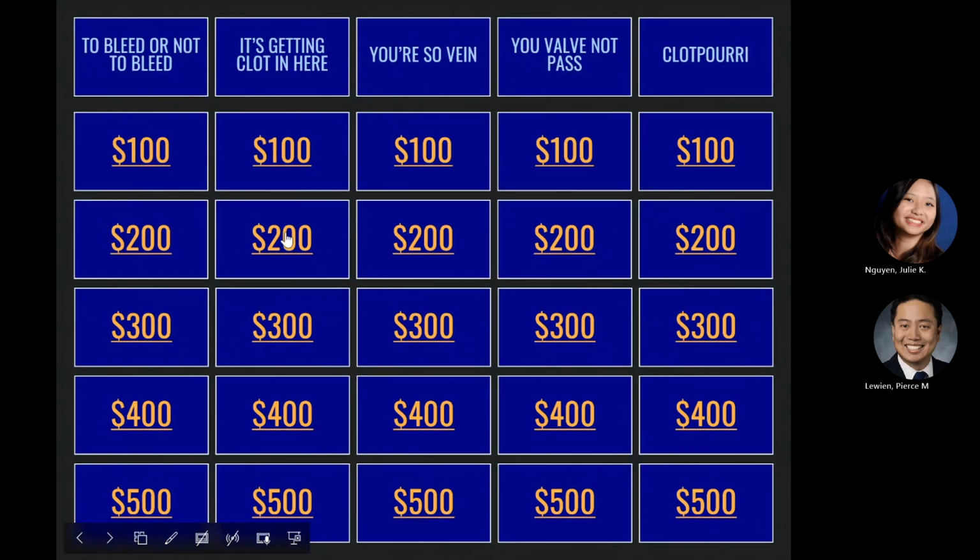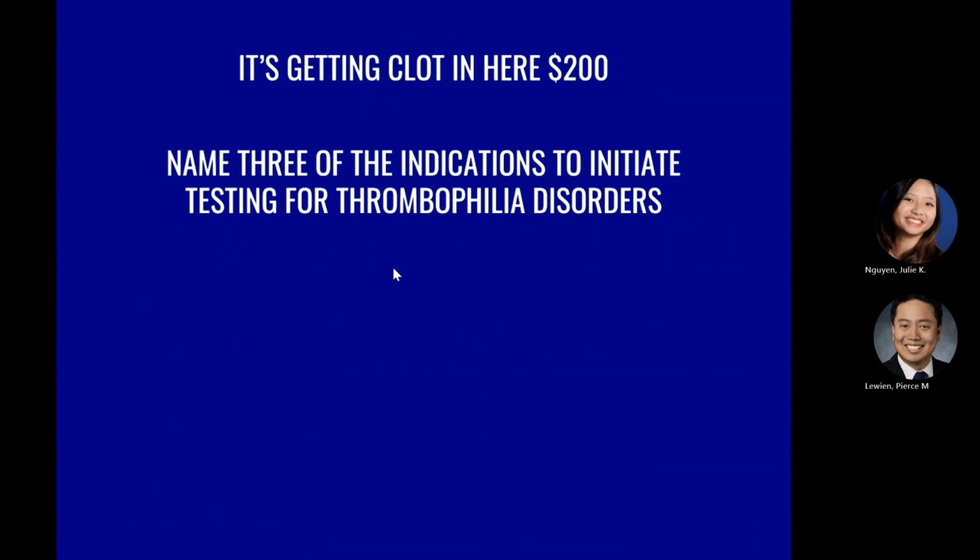Okay, for 200. Can someone name 3 of the indications to initiate testing for thrombophilia disorders? In which patient population would we start testing them?